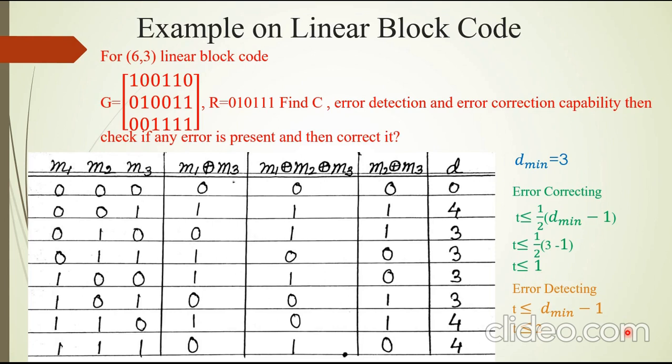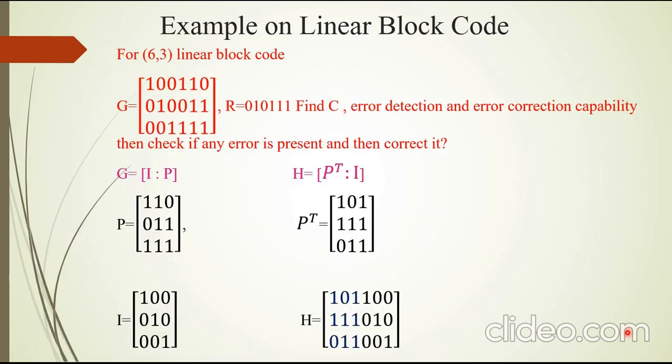Now I hope you remember, if I have the generator matrix in the form G equal to [I P], at that time H is representing the parity check matrix. So if G is in the form [I P], then H is in the form [P transpose I].